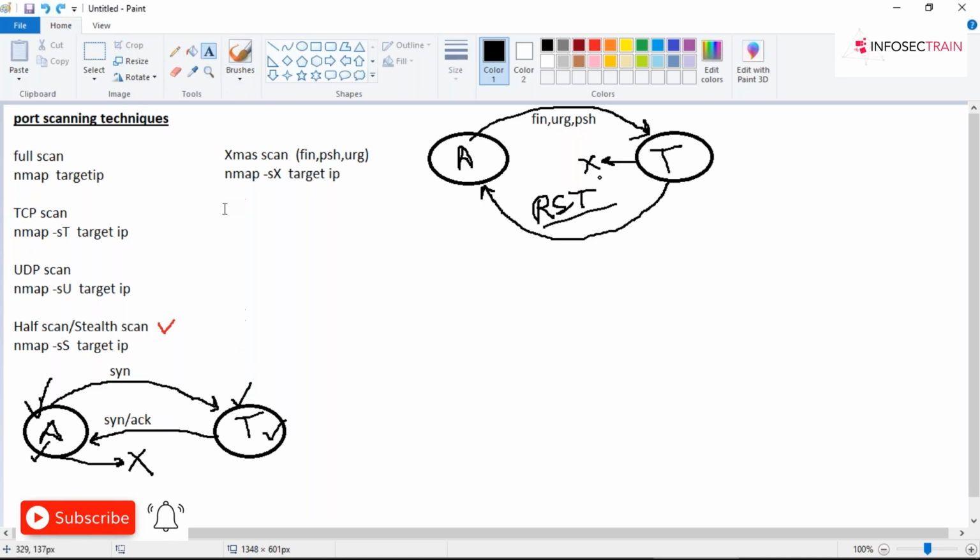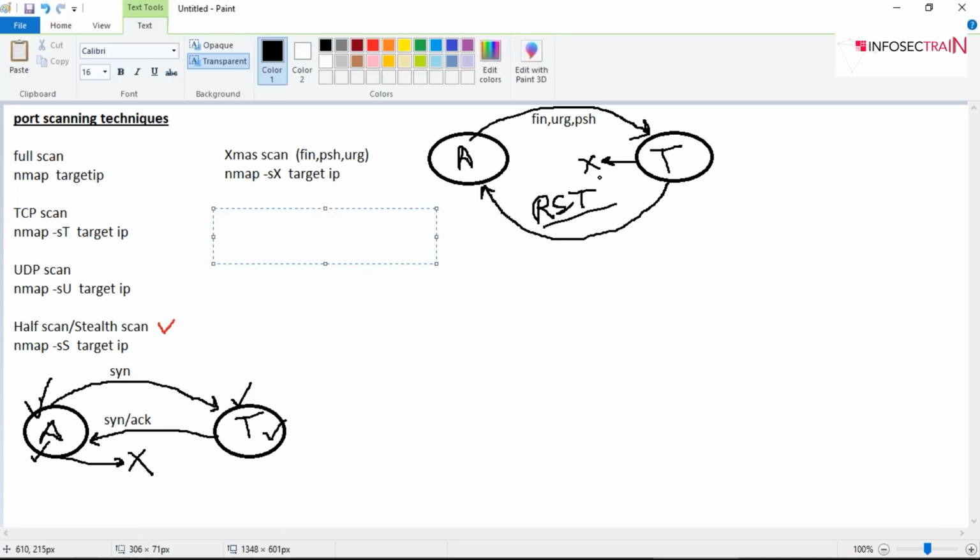Then we have one more scan, guys, that is known as FIN scan. Now, what is FIN scan, guys? In FIN scan, you'll be sending only the FIN packet. The scenario will be the same, but this time we are just sending the FIN packet instead of FIN, URG and PUSH together. So again, if the target is live, it will not respond back. But if the target ports are not open, it will send back the reset packet. Right? This is your Xmas and FIN scan.